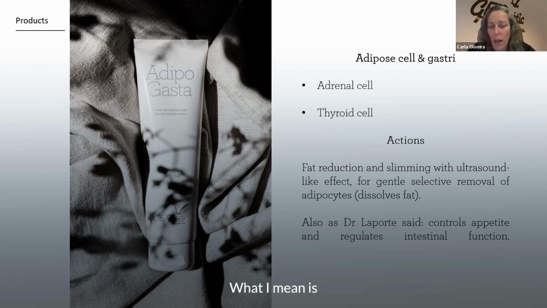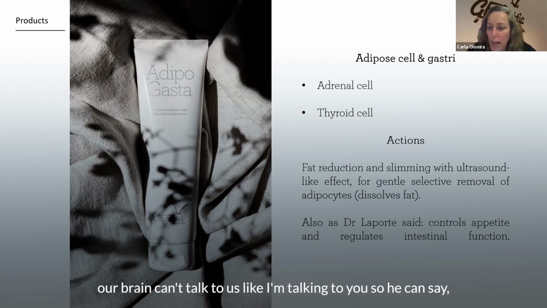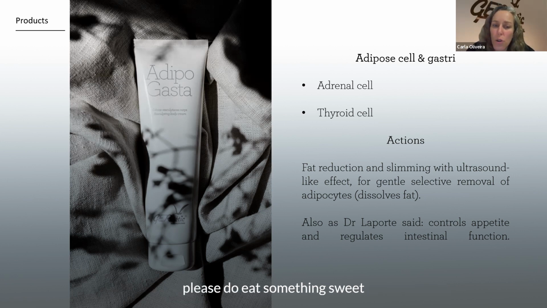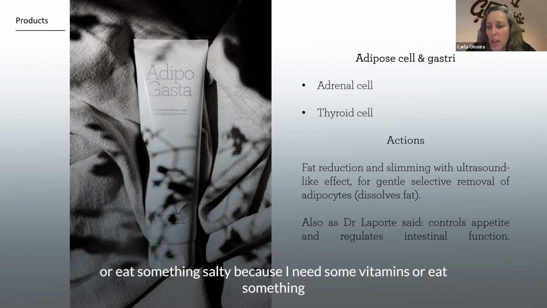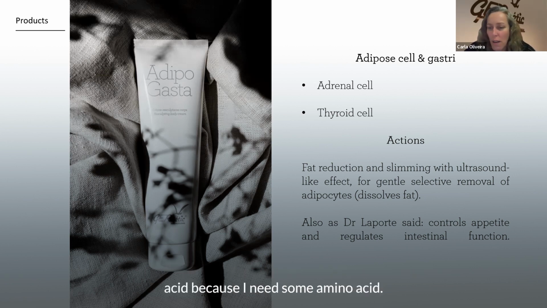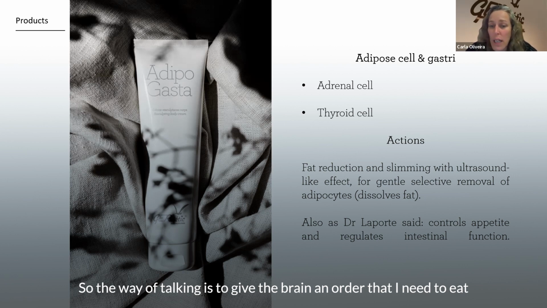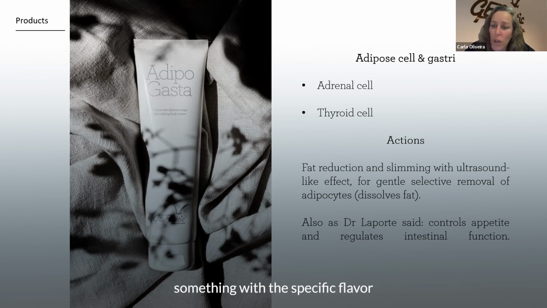It also has a function: as it balances our system, it makes us no longer have the need of eating some rubbish. What I mean is, our brain can't talk to us like I'm talking to you. So it can't say, please do eat something sweet because I need some mineral, or eat something salty because I need some vitamin, or eat something acid because I need some amino acid. So the way of talking is to give the brain an order that I need to eat something with a specific flavor, because normally that flavor is going to supply that nutrient that I need.